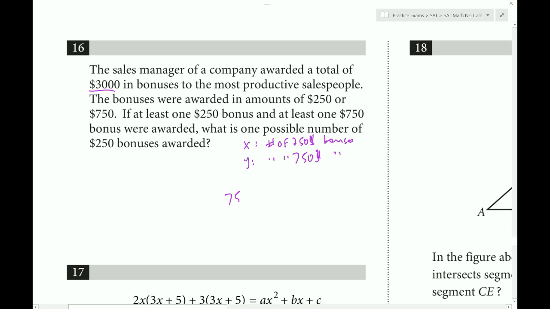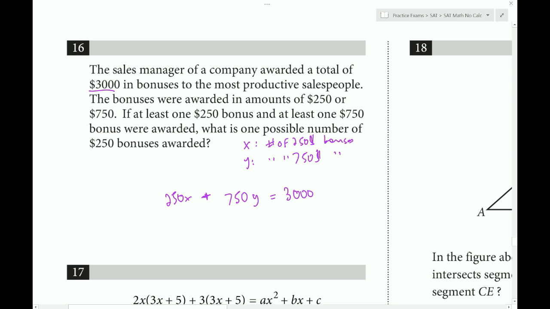So we know that if we take 250 times X plus 750 times Y, that is supposed to equal 3,000. The way I figure this is that 250 is the number of dollars awarded in each bonus, and I'm doing X of those; 750 for the $750 bonuses, and I'm doing Y of those. If I add that up, I should get 3,000, which is the total number of dollars in the bonuses.